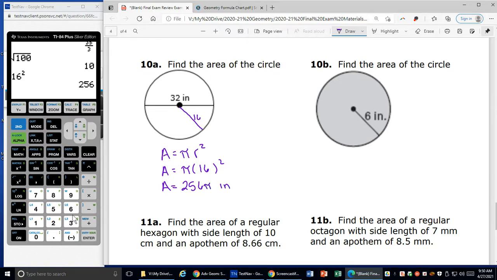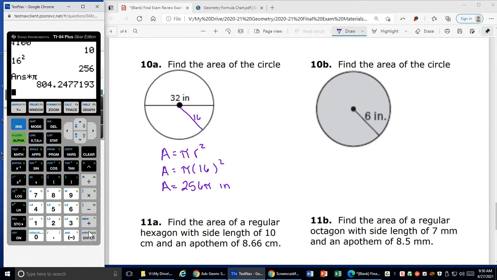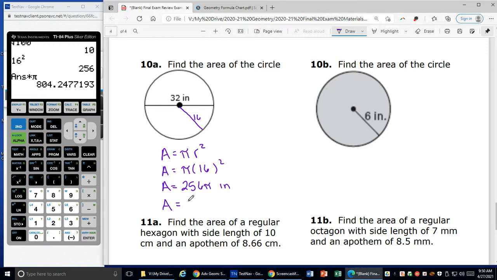That's my exact answer. Multiply that by pi, and that will give me my approximate answer, which I'm going to round to 3 places. I'm not sure what the test will ask me to round to. 804.248 inches. Oh, and it's area, so inches squared. You have your exact answer and your approximate answer.